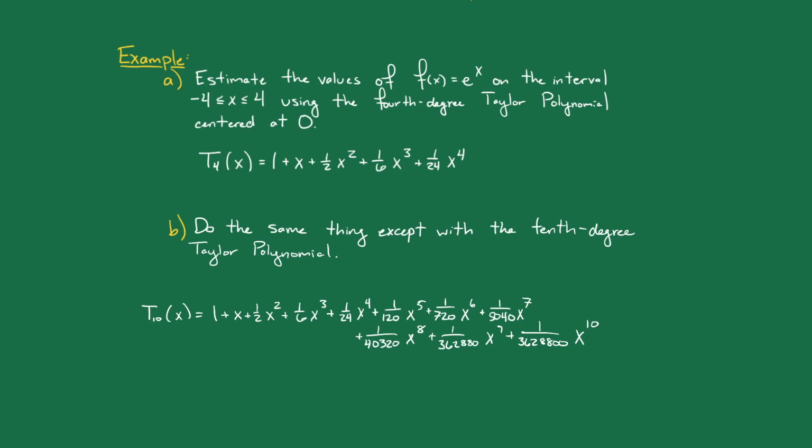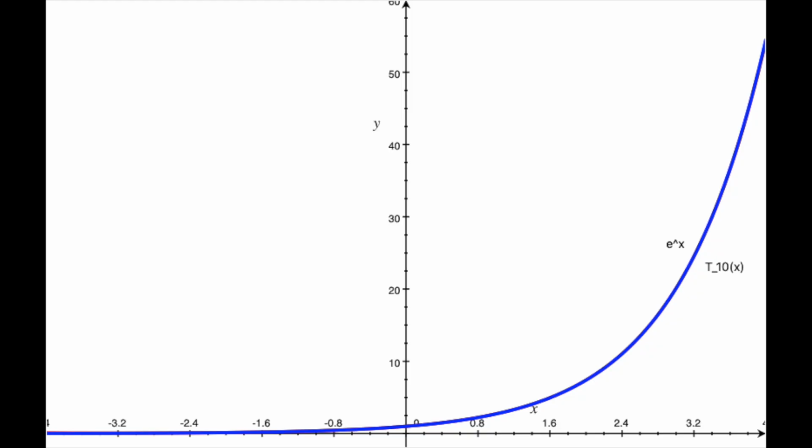Now, let's take a look at the graph of e to the x and T sub 10 of x. Notice that T sub 10 of x stays closer to e to the x as you get further from 0, and this is exactly the reason we would take higher order Taylor polynomials, to get a better approximation in our given interval. Let's see some more examples using Taylor polynomials.